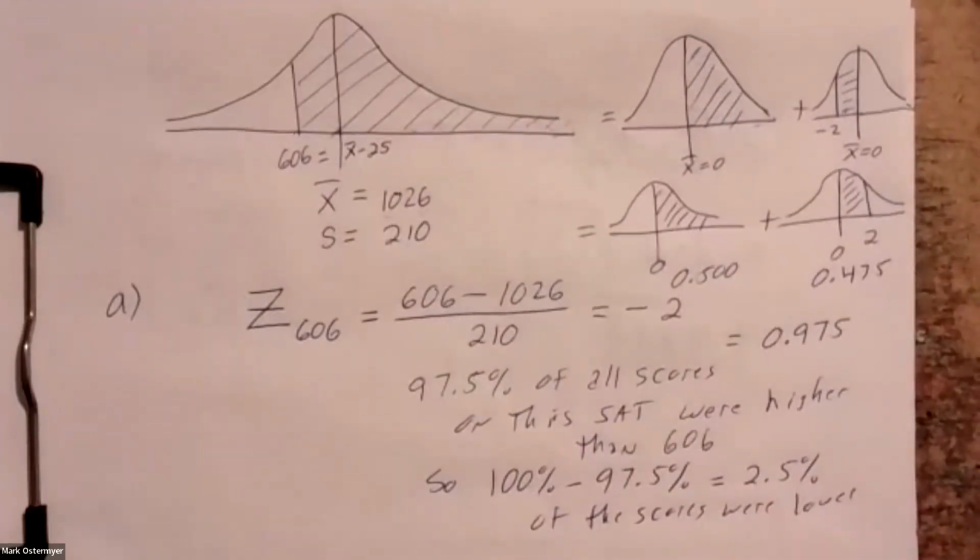So what percentile rank is the score of 606? Anybody? What's the percentile rank of that score, 606, on this SAT exam? Is that a good score? The percentile rank is only 2.5%. That means, ladies and gentlemen, that only 2.5% of the scores were lower than ours, and 97.5% of the scores were higher than ours. That's a terrible score. That is a terrible score on that exam. Does that make sense? Awful score.